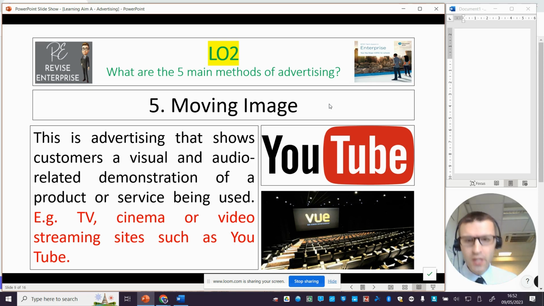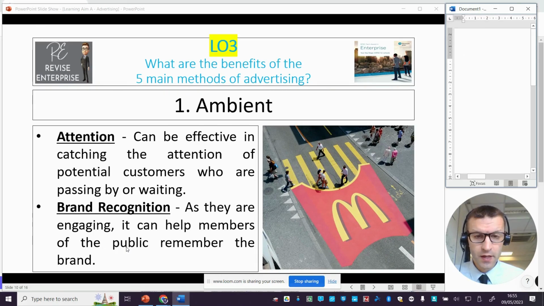So moving image is the final part of advertising. A lot of the time it's used to demonstrate a product or service being used in real time. The final thing we're going to do, guys, is go through the benefits associated with the 5 main methods of advertising. So first of all, we'll start off with ambient, okay?